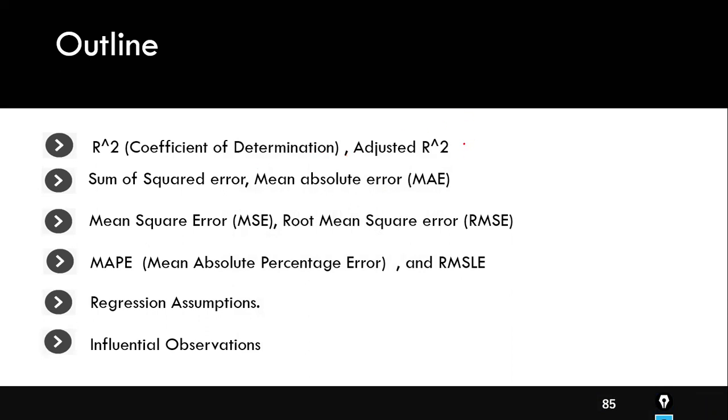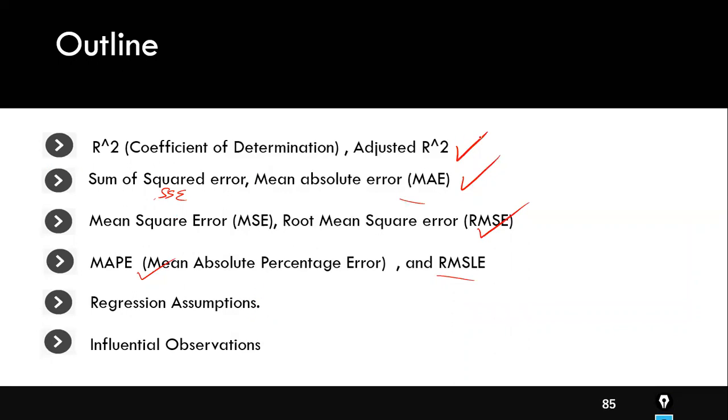Which metrics have you used to measure your linear regression model performance? You have R squared, also called the coefficient of determination, adjusted R squared, sum of squared error, and SSE. Some people go by MAE, but the majority prefer root mean squared error. Apart from this, we have MAPE, the mean absolute percentage error, and RMSLE.